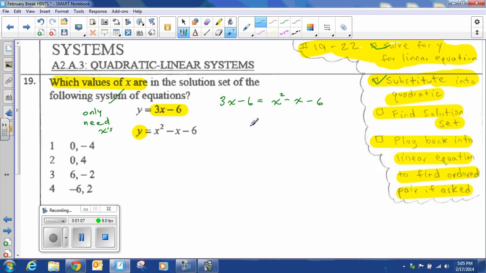And you would go through your regular steps, adding 6 to both sides, subtracting 3x. Those cancel out, we get 0 equals x squared minus 4x. This also cancels out, and we could factor here. There we go. And you go ahead and you solve, you get your solution set. Now I want to show you an alternative method using a calculator.